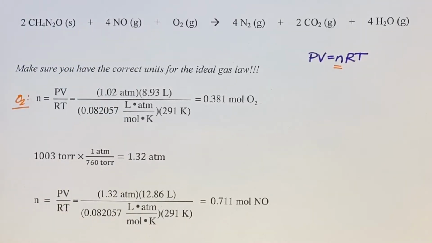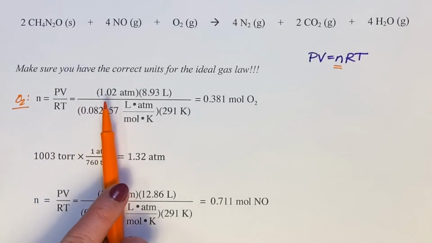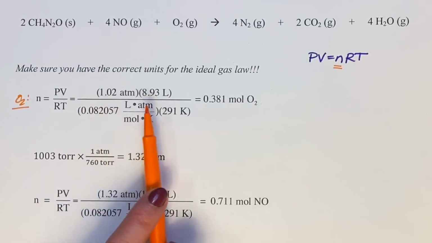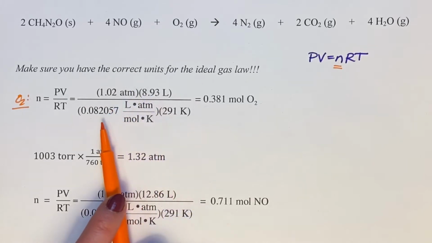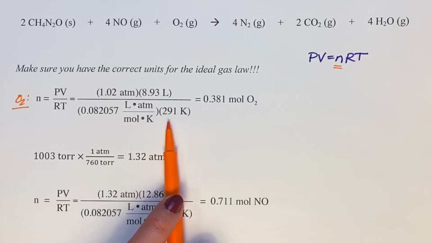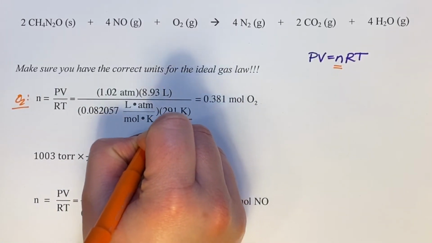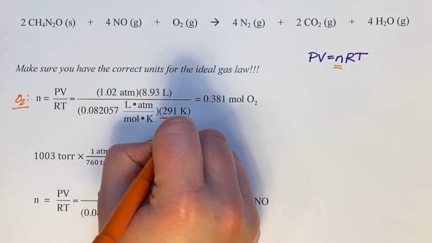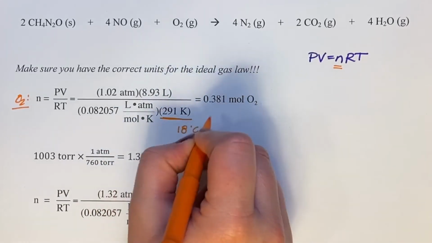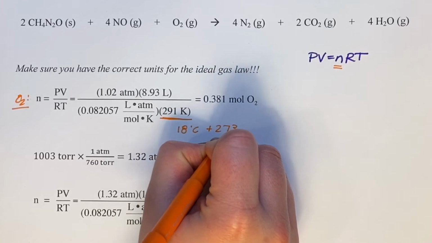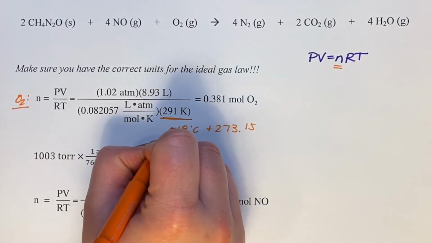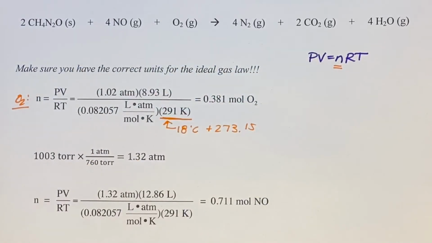In the problem, we were told that we have a pressure for our oxygen of 1.02 atmospheres. We have a volume of 8.93 liters. R is our gas constant, and we were told that our temperature was 18 degrees Celsius, so when I convert that to Kelvin, I get 291 Kelvin. That comes from my 18 degrees Celsius plus 273.15, and that gives me that temperature of 291 Kelvin.